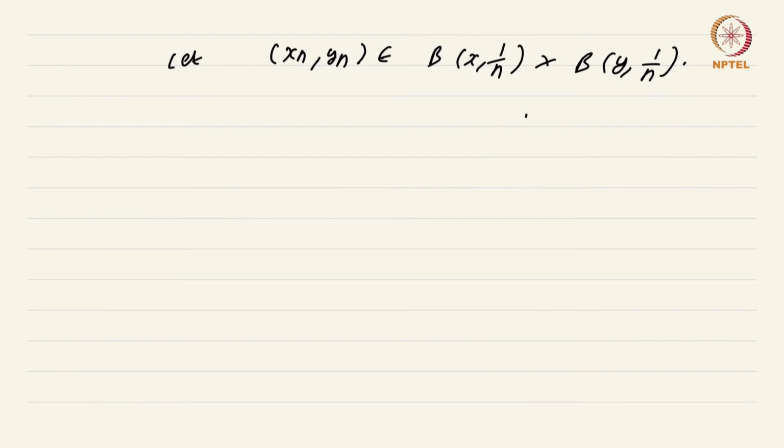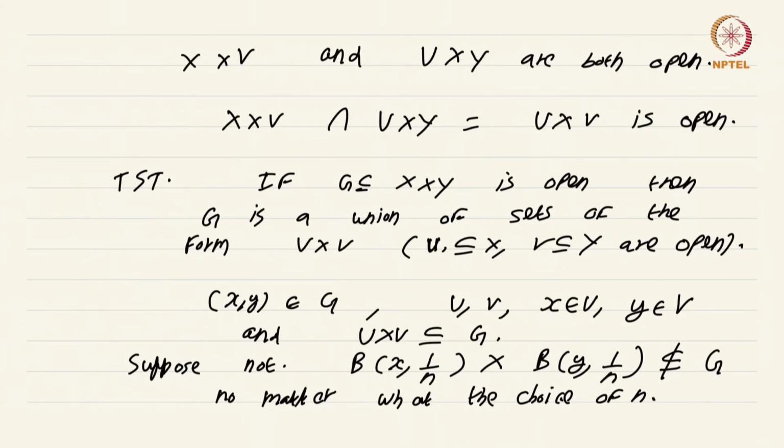What I'm saying is take (x_n, y_n) to be an element of this set minus G, right? I'm taking a sequence which is there in the product of these balls, but the elements of this sequence are not in G. Why does such an element exist? Well, because look at our hypothesis. We are saying that this product is never going to be a subset of G irrespective of the choice of n. So for each n, we can at least find one element which is there in B_x(1/n) cross B_y(1/n), which is not there in G.